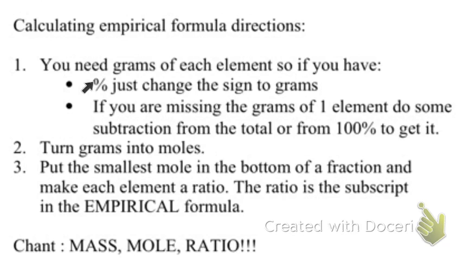What that means is you need to convert to grams, either by changing percentage to grams or by subtracting from a total. Then you go from grams to moles by dividing by the molar mass. And then you go to a ratio by dividing by the smallest mole value. We'll go through several examples, so go ahead and pause this and get down those directions.